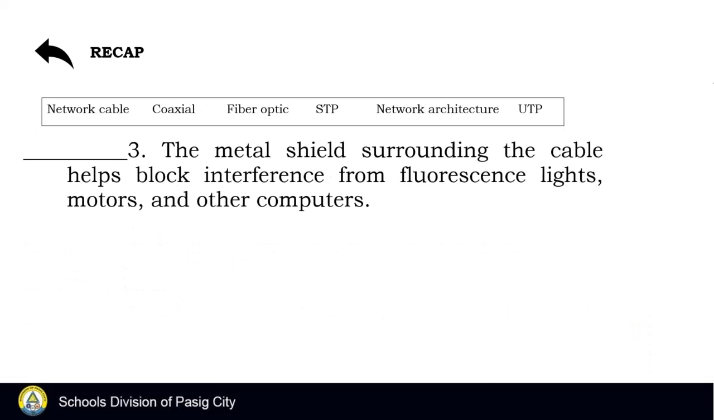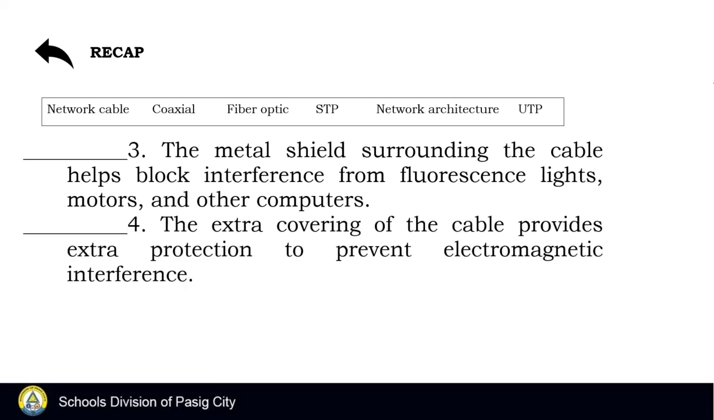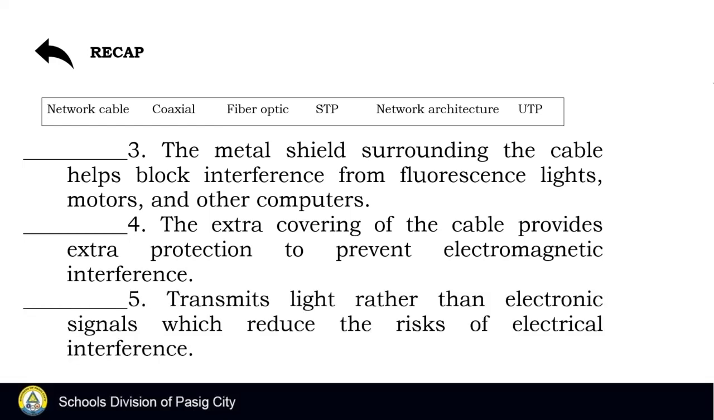Number 3, the metal shield surrounding the cable helps block interference from fluorescent lights, motors, and other computers. Number 4, the extra covering of the cable provides extra protection to prevent electromagnetic interference. Number 5, transmits light rather than electronic signals, which reduces the risk of electrical interference.